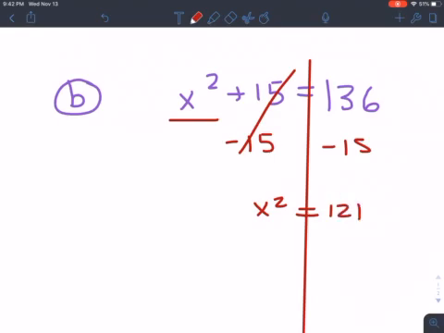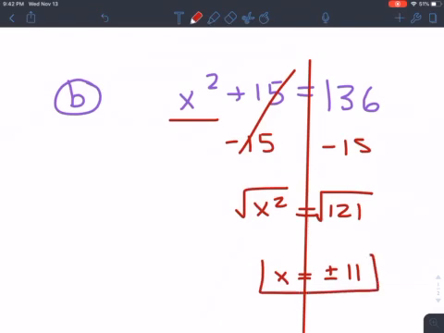Then to get x squared to be just a single x, I'm going to square root both sides. I get x equals, again, since we wrote in the radical sign, I'm going to put in a plus or minus. And then what times itself gives me 121? That is 11. So positive 11 or negative 11. Either of those would work as a solution.